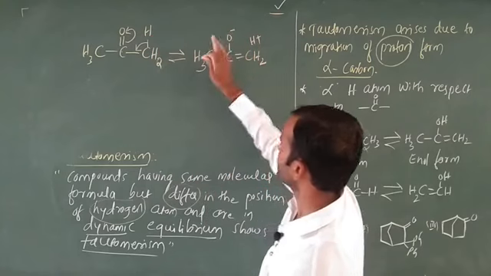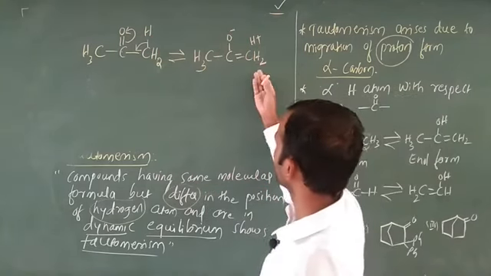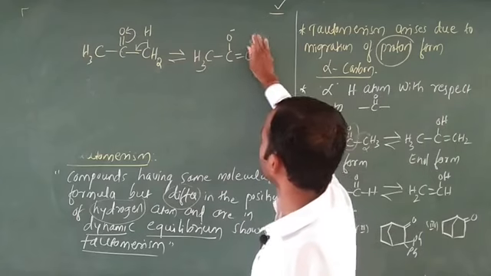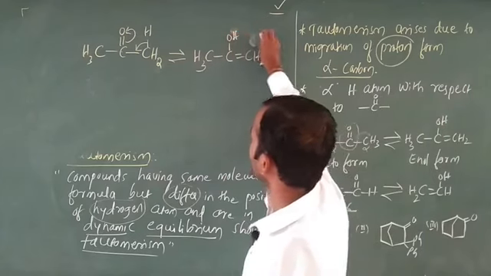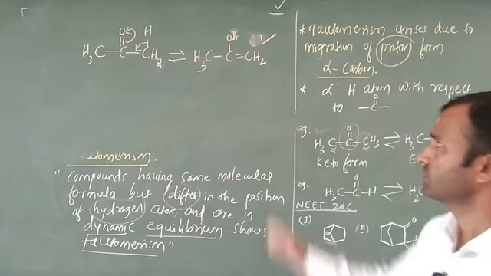There is a combination, attached with what? Oxygen attached with what? H plus. Finally we are going to get a what? Finally we are going to get an OH. Okay. This is the mechanism for what? Tautomerism. Okay.